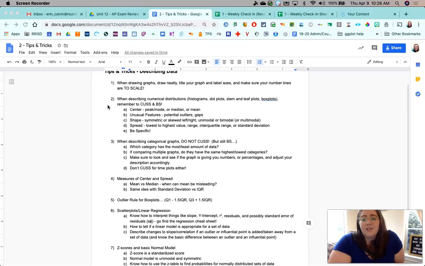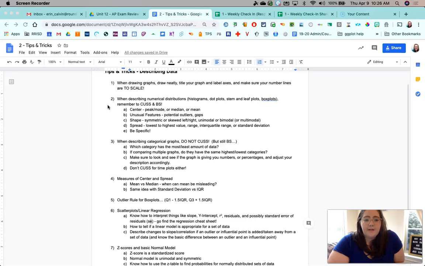You also should mention whether the graph is unimodal. Does it have one peak or mode, or is it bimodal or multimodal where it has multiple peaks or modes? Side note, if you're calling something bimodal or multimodal, you should have listed several peaks or modes when you talked about center. So that's something to keep in mind.